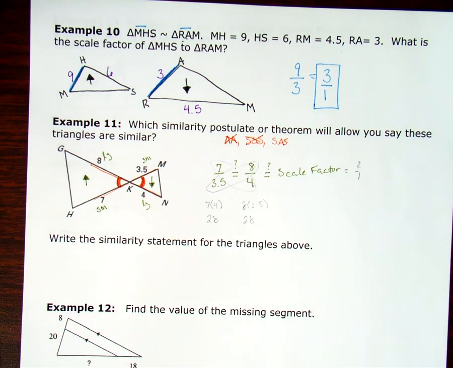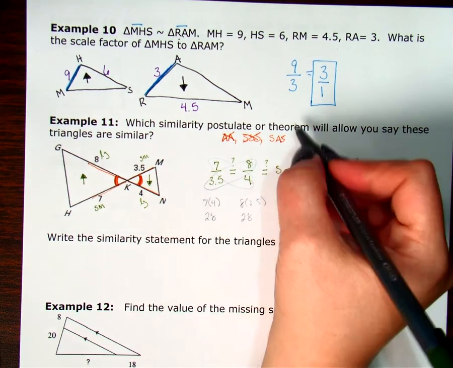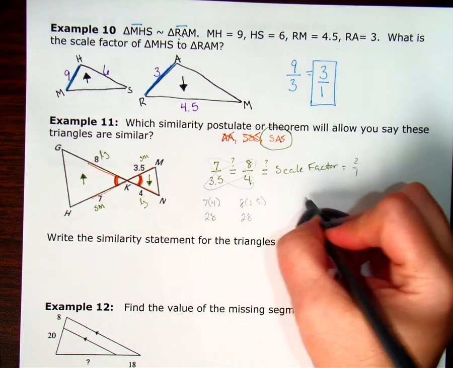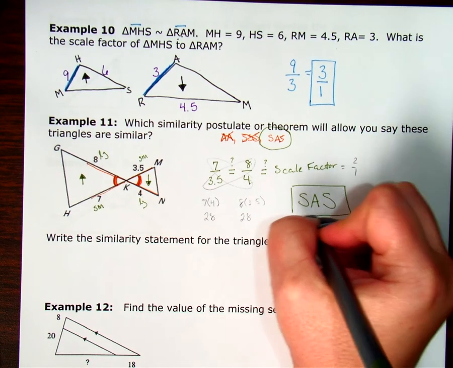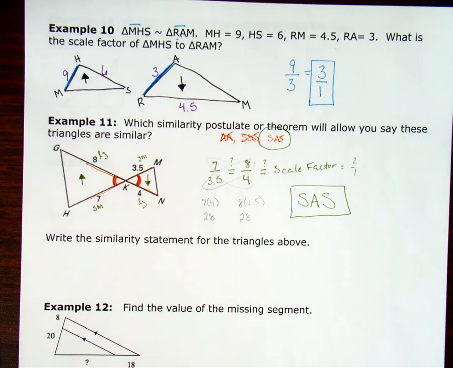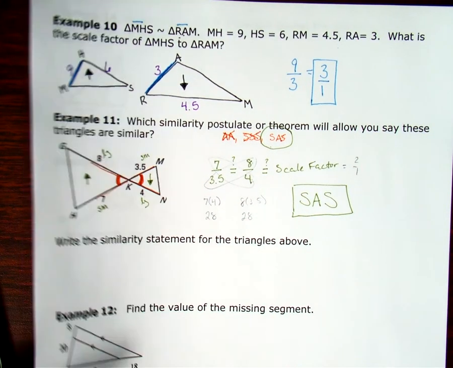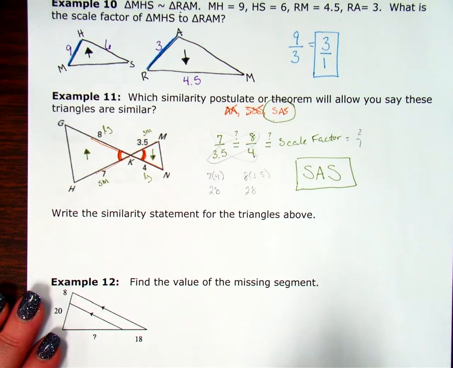Let's see, what did they ask me? Which similarity postulate or theorem will allow you to say these triangles are similar? We tested SAS, and it worked. So that's the one that we're using. That's the theorem of the 3 to choose from. And then it says to write the similarity statements for the triangles above.